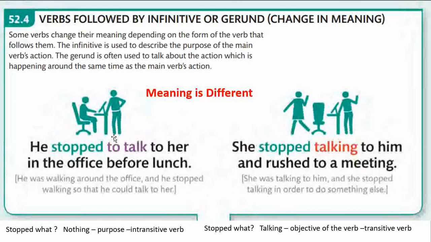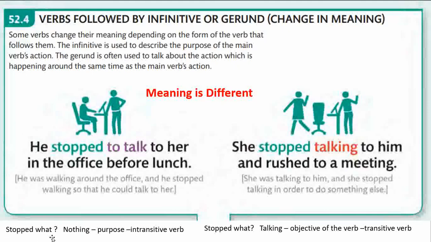Let us analyze the meaning. He stopped to talk to her in the office before lunch, which means he was walking around, moving here and there in the office, and then on the way as he was moving around, he stopped walking so that he could talk to her. This is the applied meaning, or the purpose, of using an infinitive after the verb stopped.